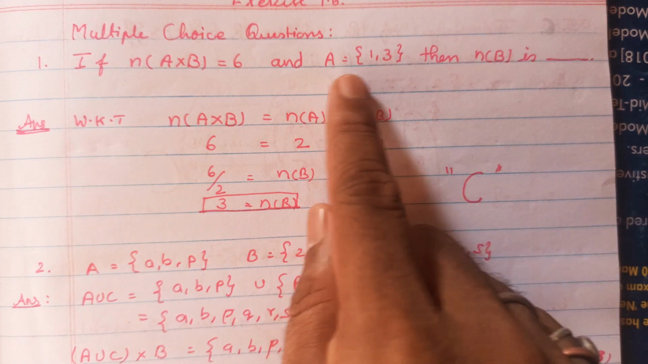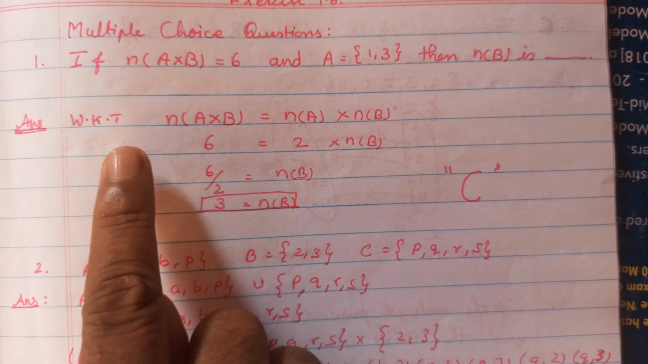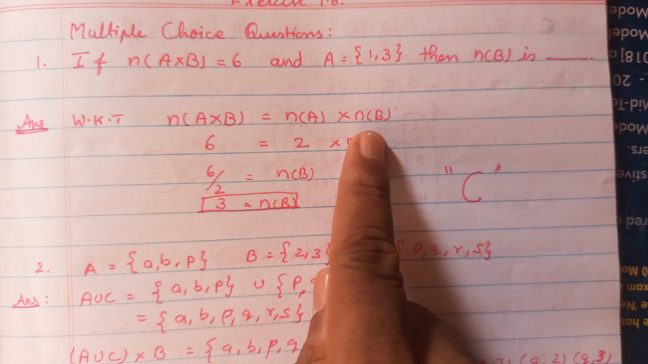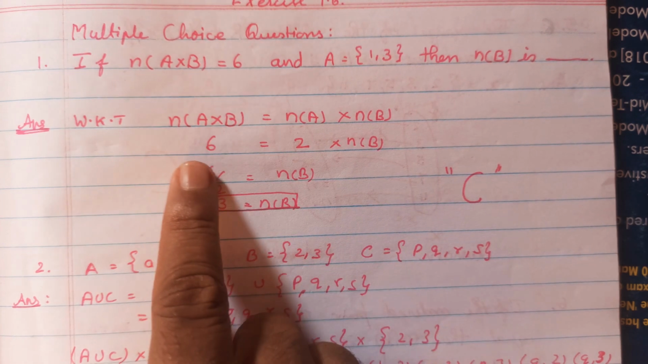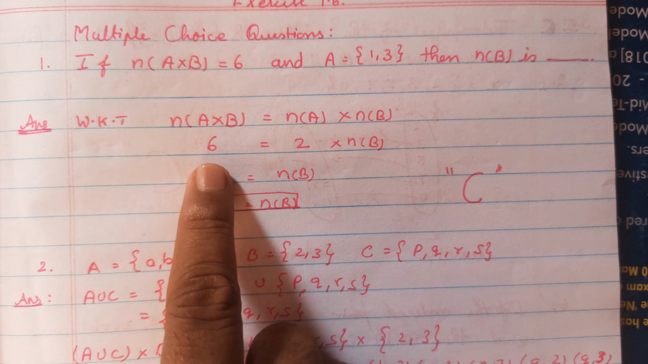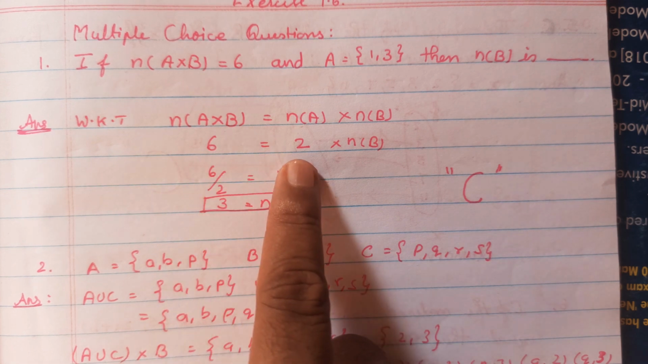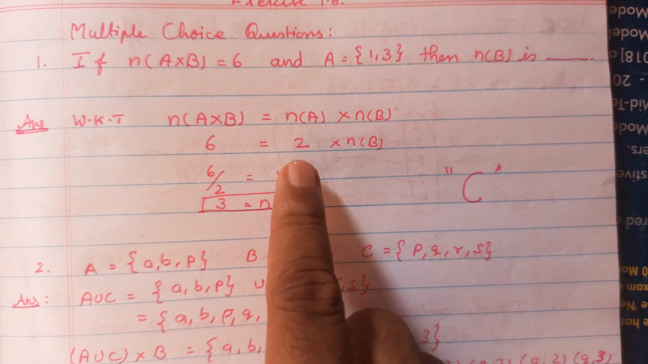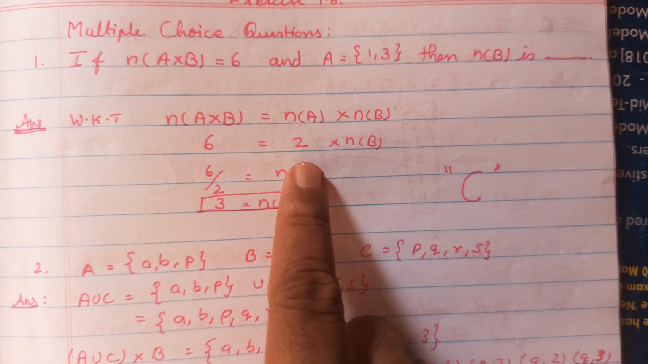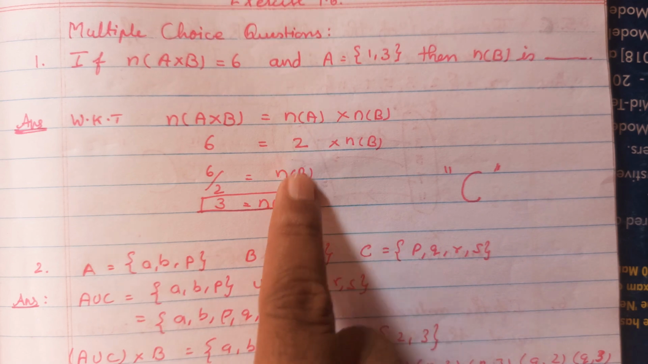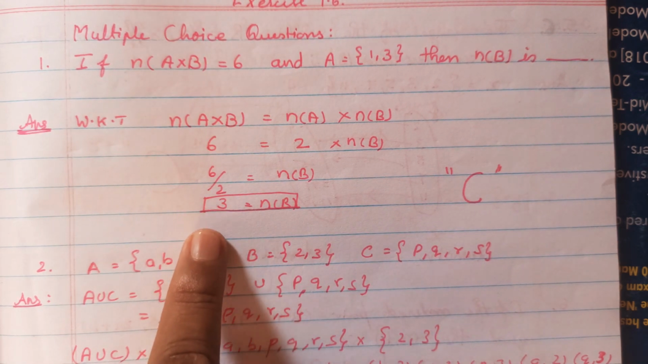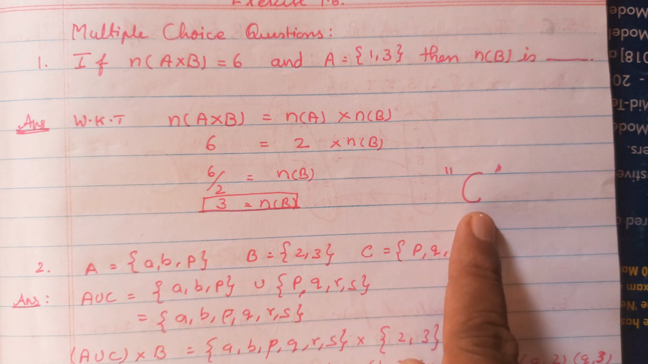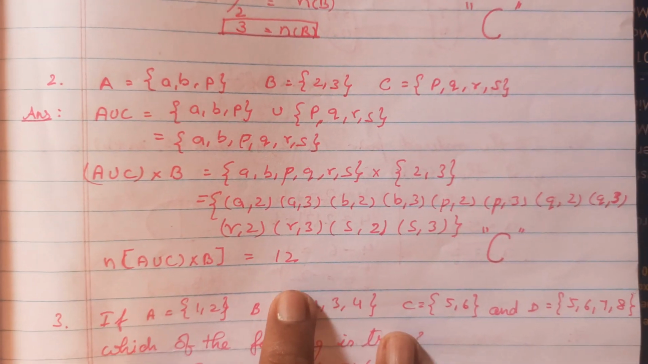As you can see, A contains two elements, so we write n of A cross B is equal to n of A into n of B. As the relation n of A cross B is given to us, it is 6 and n of A is 2 and n of B is as it is. So if the sign between 2 and n of B is into, when it goes to the other side of the equal to it becomes divide. Therefore n of B is equal to 3. The option is C. Now we are coming to question number 2.